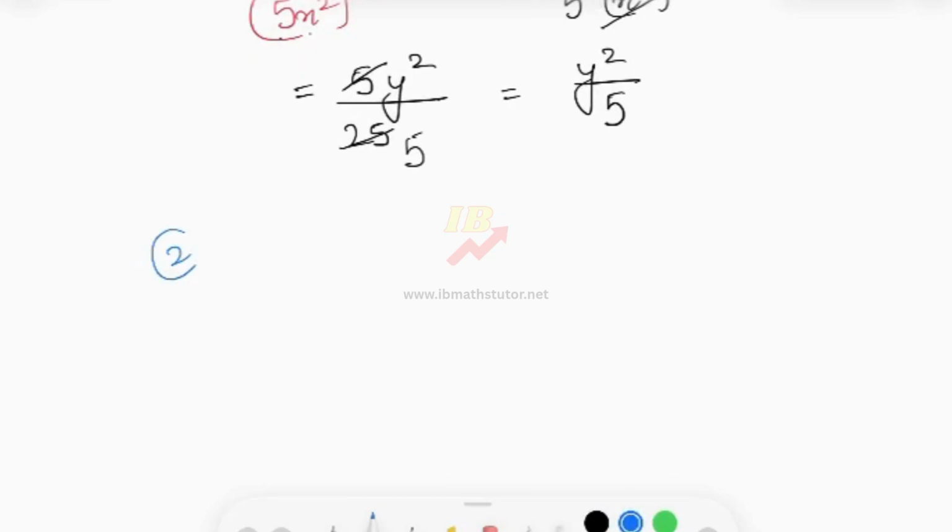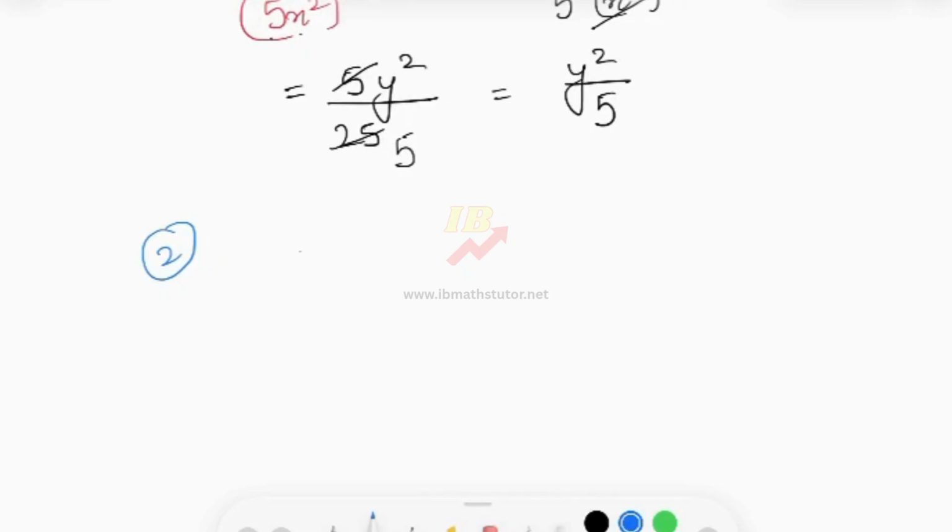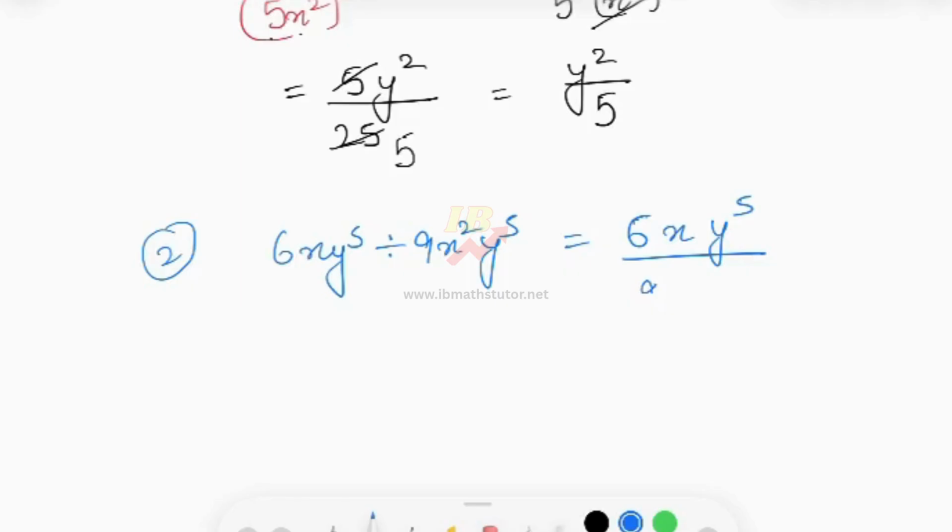Let's take another example. If I'm writing 6x y to the power 5 divided by 9x square y to the power 5, how do we solve it? As this is in division form, I'm simply going to write it in division so that you understand it better. So it's 9x square y to the power 5.